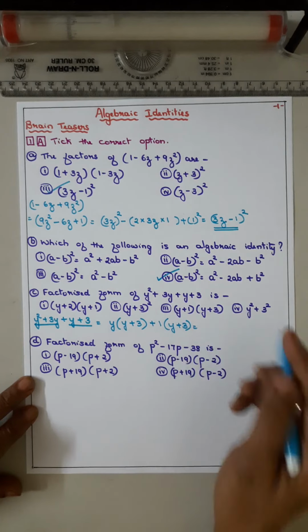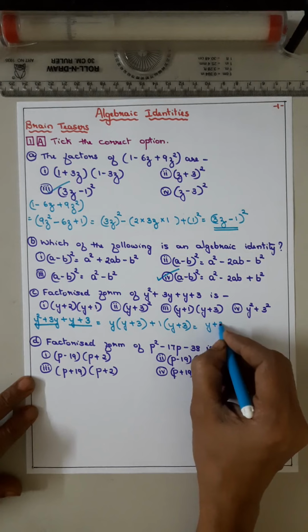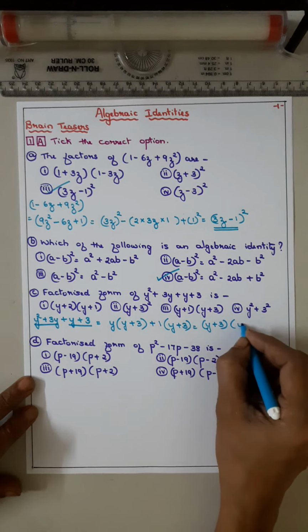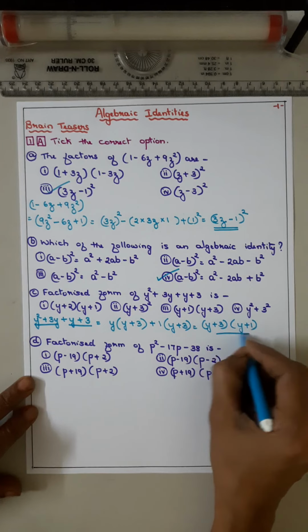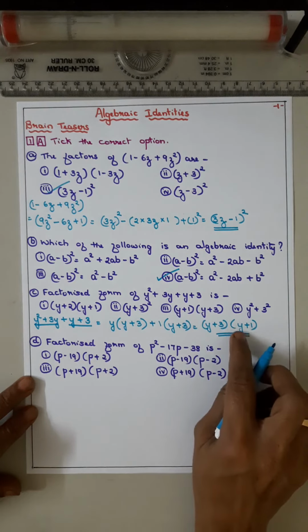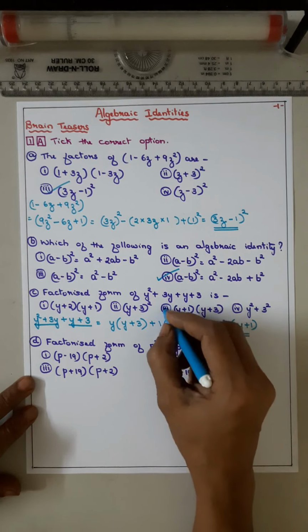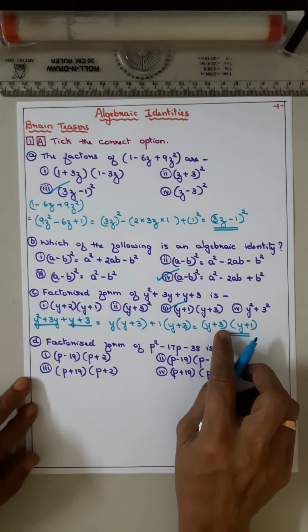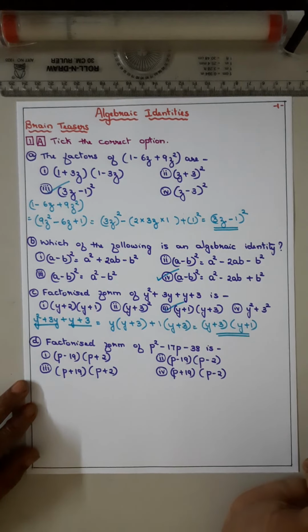अभी ब्रैकेट के अंदर क्या है? y plus 3 और बाहर जो बचा है ब्रैकेट ओपन y plus 1. So y plus 3, y plus 1. So which is the option? Y plus 1, y plus 3. सिर्फ इंटरचेंज है लेकिन आंसर वही है. So third option is the correct answer.